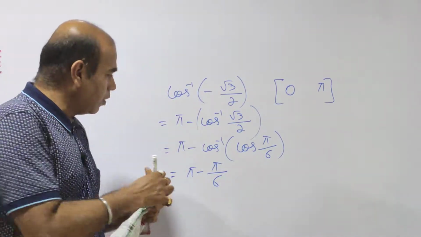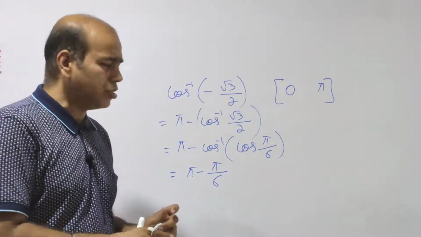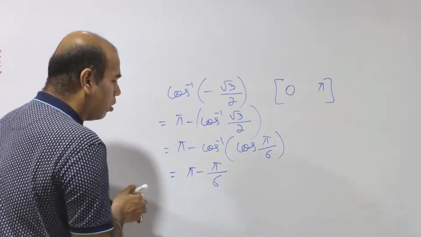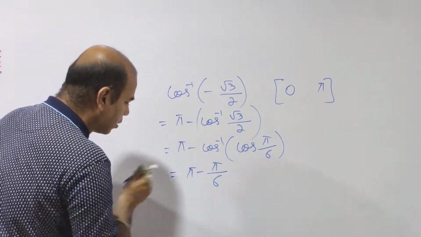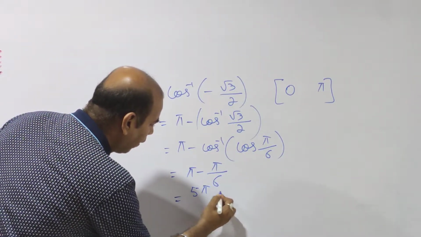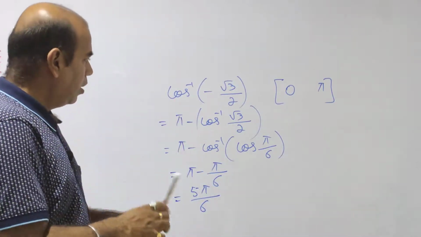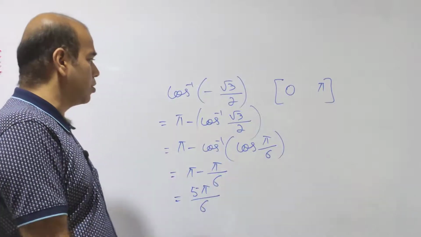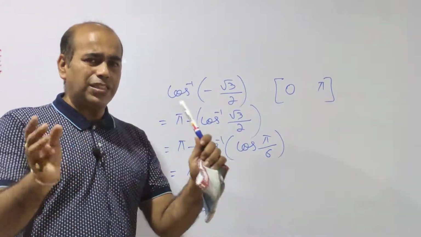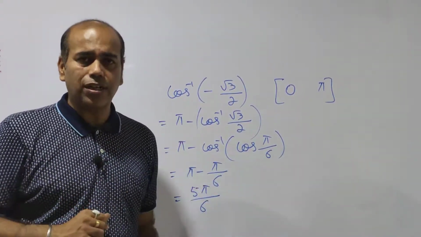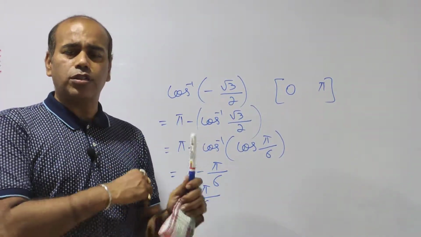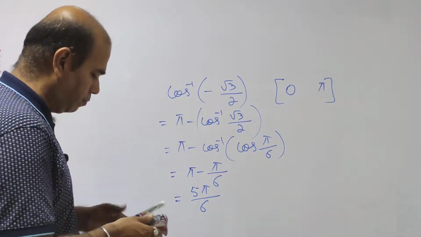If I remove cos inverse and cos, I get pi by 6, so the expression is pi minus pi by 6, which is 5 pi by 6. These sorts of questions are very common and very important. I hope, students, that the basic part I explained is totally clear to you. I will solve some more questions so that this concept becomes clearer.